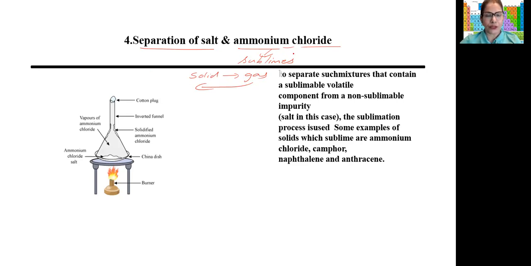We have studied about it, right? So ammonium chloride sublimes on heating. So if there is salt and ammonium chloride, then we can separate the components using this process. This is used to separate mixtures where there is a sublimable volatile component and a non-sublimable impurity. So one of the components sublimes and the other does not.